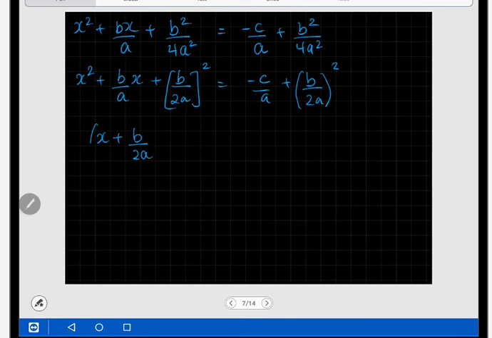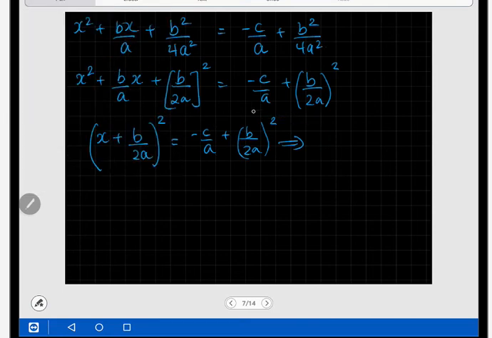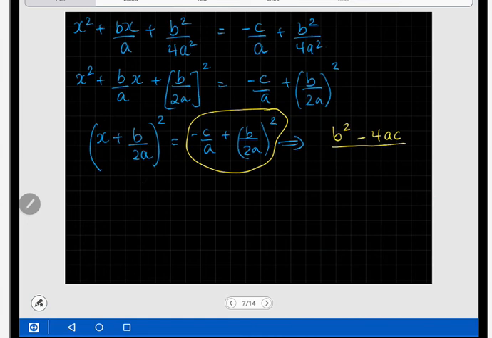Remember from completing the square, it has to be like this, and that will be equal to minus c over a plus b over 2a all squared. After factorizing this part, after you work on this part, I'm not going to do it here, I want you to do it. After you work on this part, this will become b squared minus 4ac divided by 4a squared.